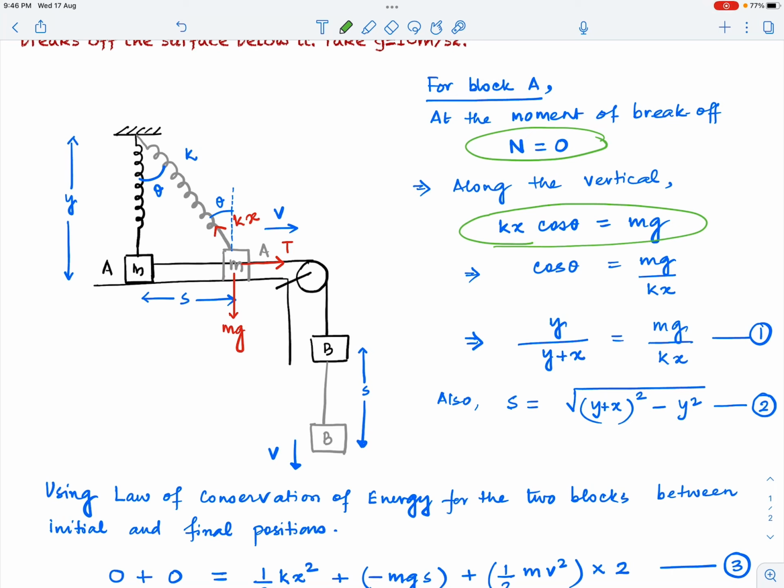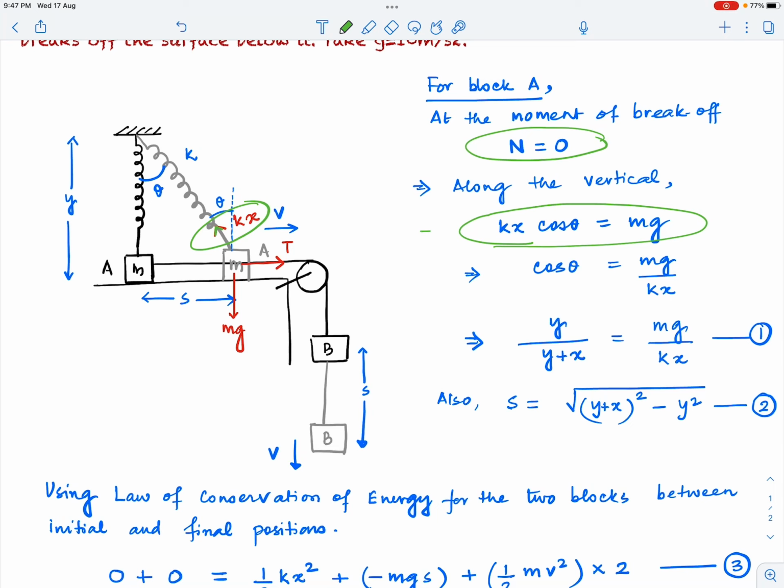See that Kx here is the force that the spring exerts on A along the spring as it gets stretched by an amount x. Here we are assuming that as the block moves from its initial to final position, the spring in the process gets stretched by an amount x, and Kx then becomes the spring force. The component of Kx along the vertical should balance mg, the vertically downward force acting on block A, because along the vertical block A has no motion right now.